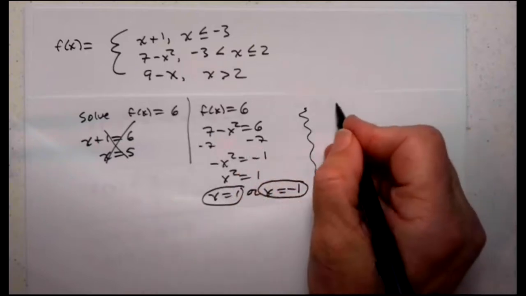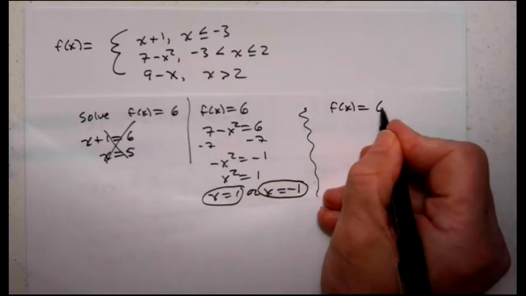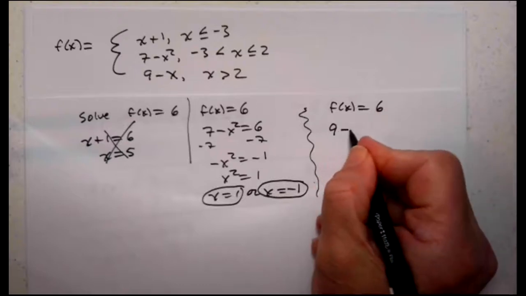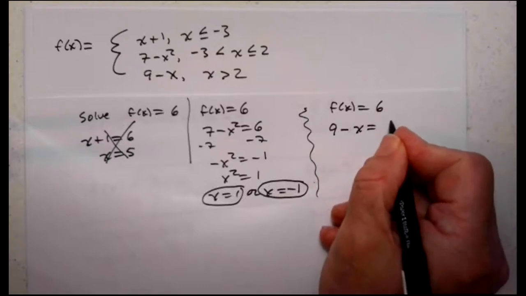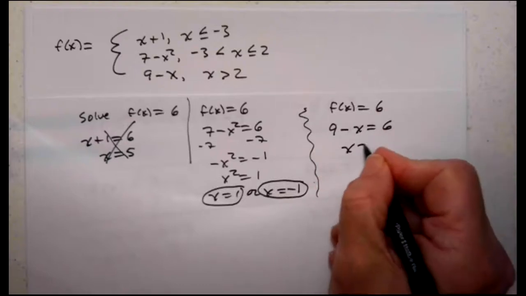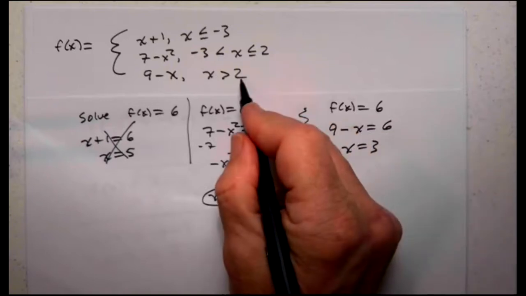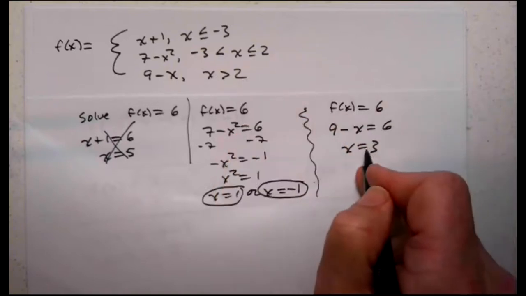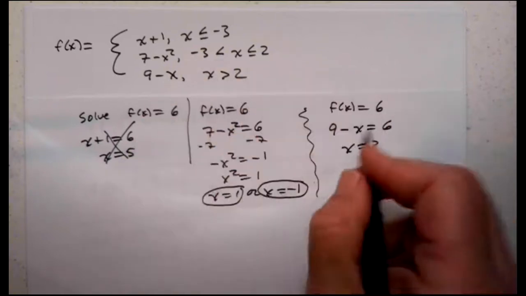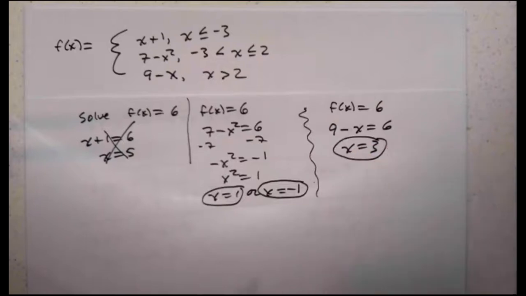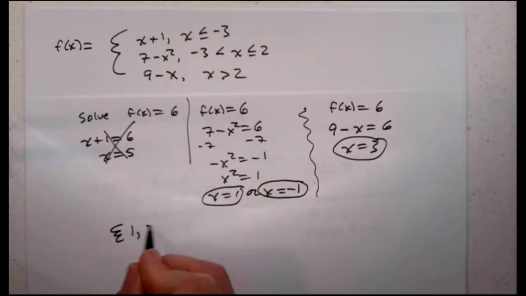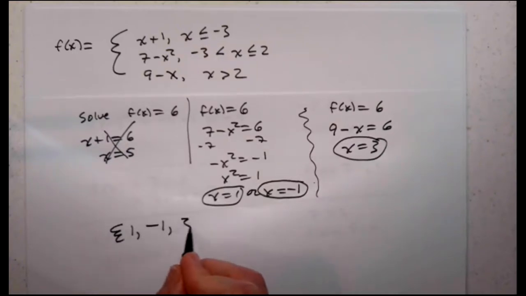And then how about the last piece? What if I want f of x equals 6 on the last branch? If 9 minus x equals 6, what would x be? Well, x would be 3. Does that land on the third branch? Yeah, x is greater than 2. So if x is 3, I go to the third branch. 9 minus 3 is 6. So indeed, x equals 3 is a solution. So this piecewise function has 3 solutions to f of x equals 6. 1 could be a solution, negative 1 could be a solution, and 3 could be a solution.